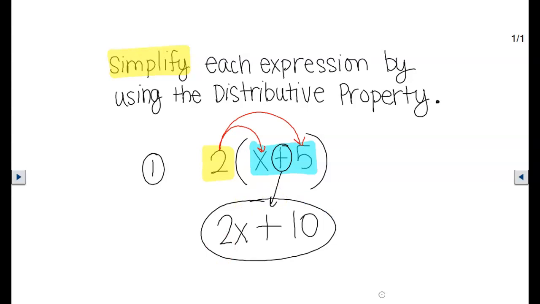So notice again how we are using that distributive property to do 2 times the entire group x plus 5. We're doing 2 times each member of the group: 2 times x, 2x; 2 times 5, 10; and that plus sign in the middle.